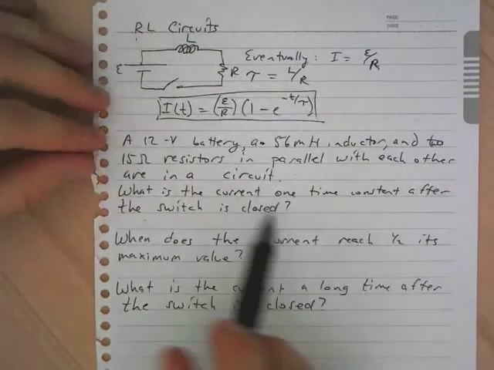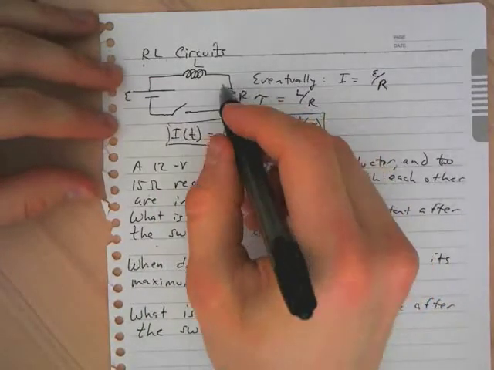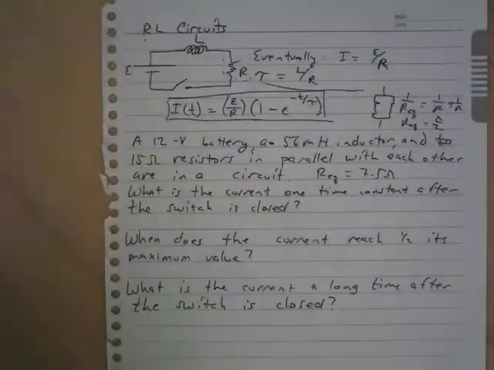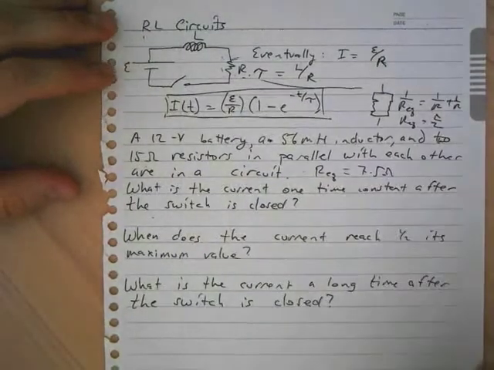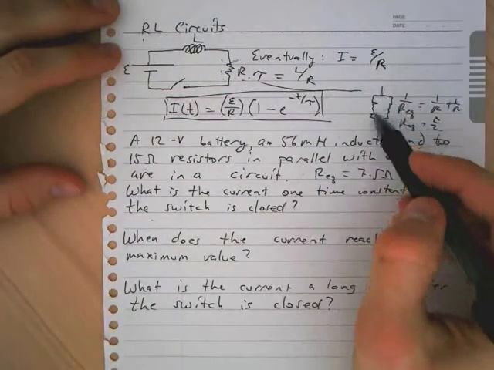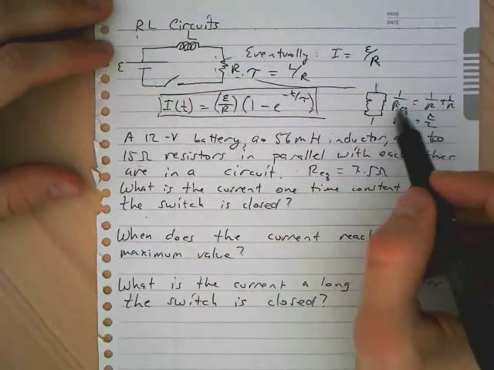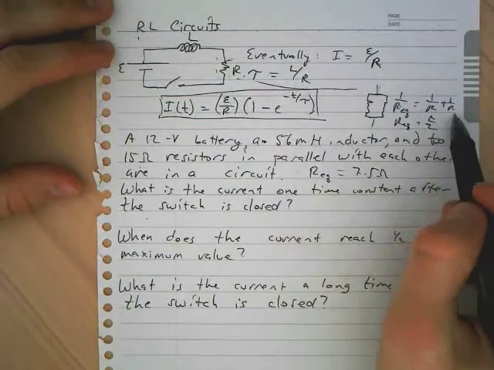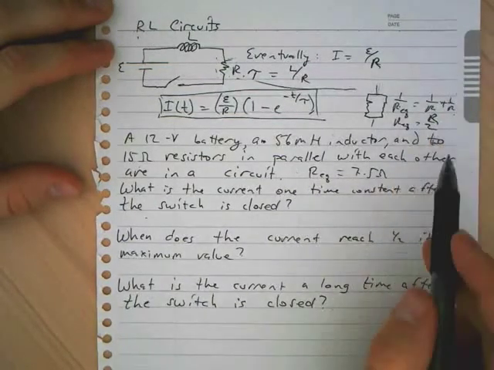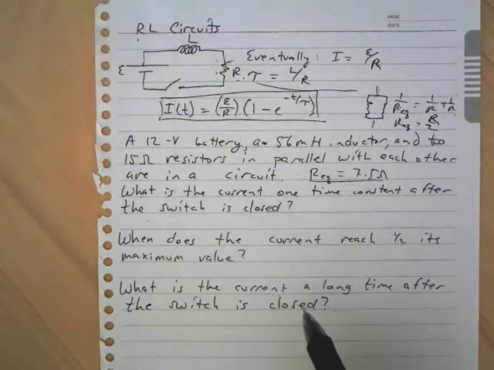So first off, let's consider what's happening. We have here an RL circuit, but instead of just one resistor, this is an equivalent resistance. Anyway, we have these two 15-ohm resistors, and they are in parallel with one another. So we know we can find the equivalent resistance by adding reciprocals. 1 over R plus 1 over R is 2 over R, so the equivalent resistance becomes R over 2. In this case, 15 over 2, you get an equivalent resistance of 7.5 ohms.